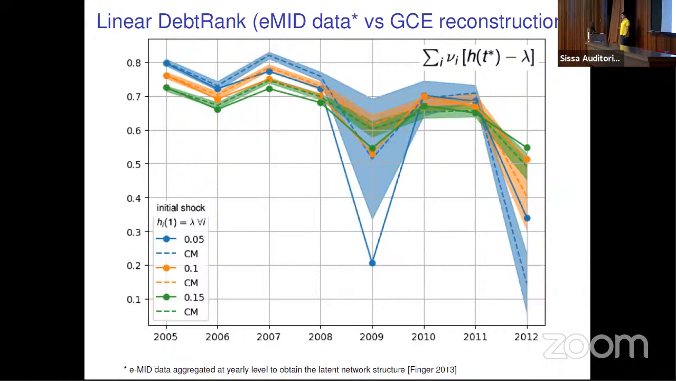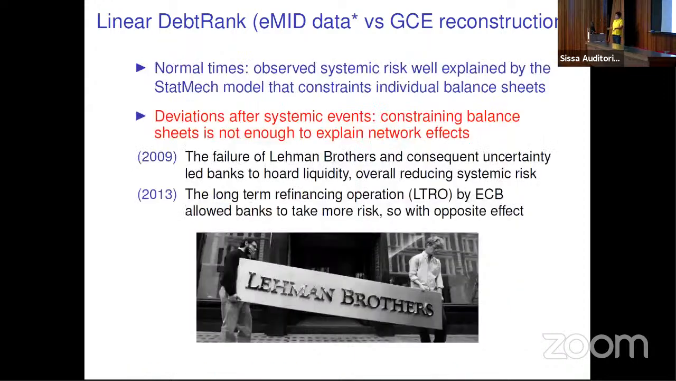What happened in these two years? 2009 is the year after the crisis, in which banks were really afraid to end up like Lehman Brothers. So they were reducing their individual risk. This caused an overall reduction of risk.